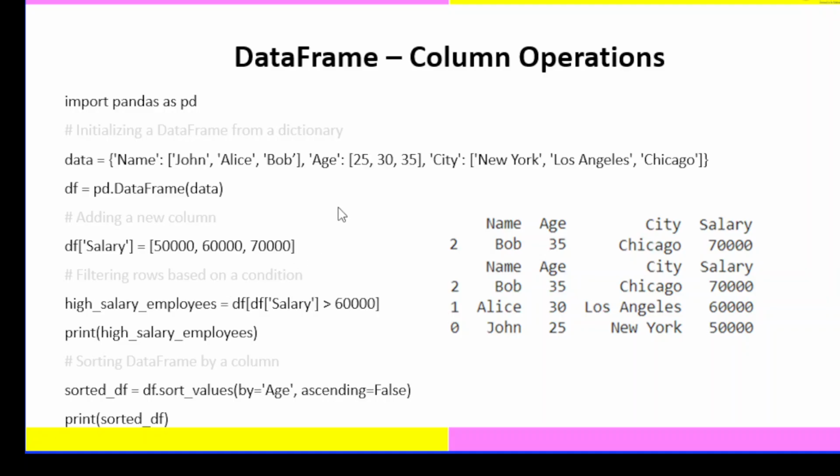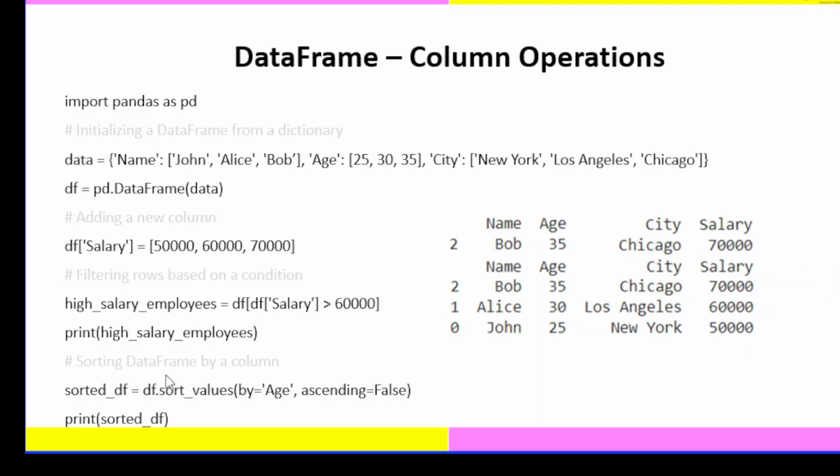Now I want to filter based on a particular condition, so I'm going to perform a column operation. Let's say I'm going to extract the salary greater than 60,000. Whoever has a salary greater than 60,000 alone will get stored in high salary employees. In our case, we only have 70,000, so Bob is the person who gets more than 60,000. His name alone gets printed here as per this data set.